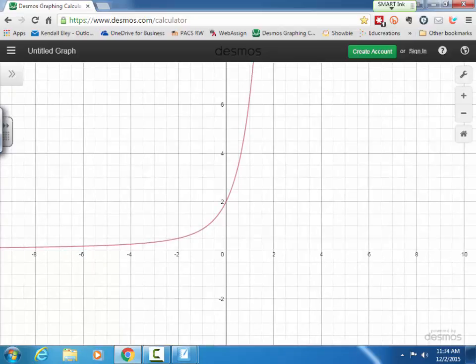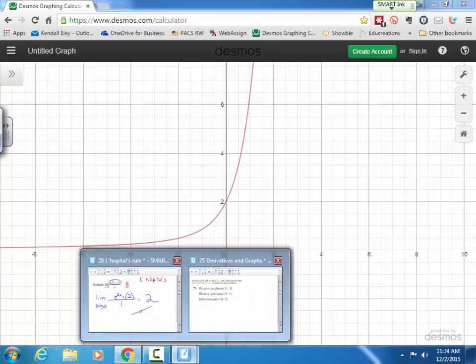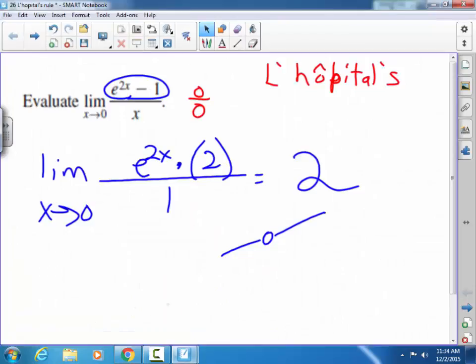Okay, so looking at the graph, you would think that it's 2. I had me worried there. Looking at the math here, we come up with it being 2 there, okay? All right, that worked. Okay, scared me there for a second.